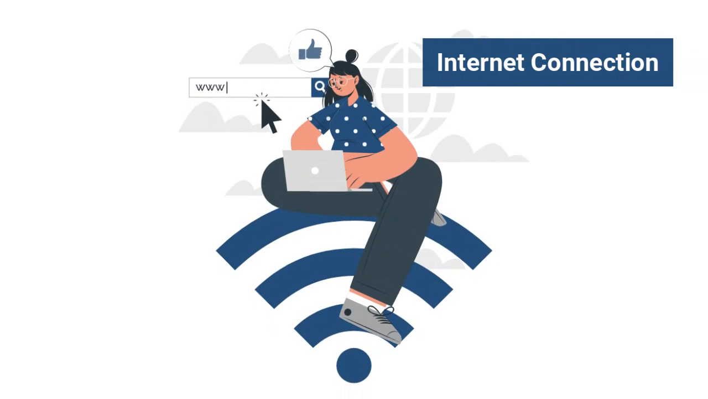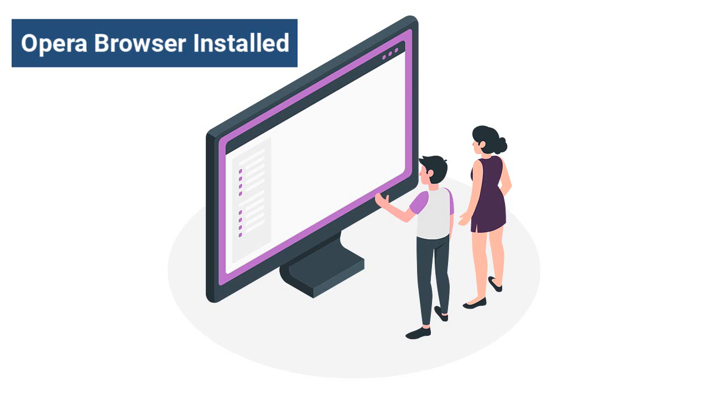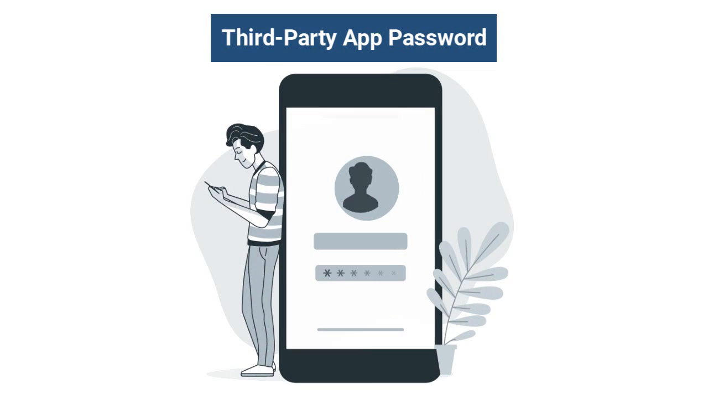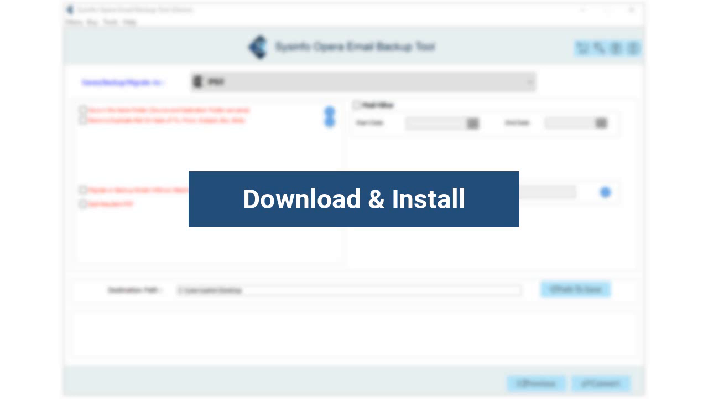Now, let's check out the prerequisites before installing the software. When you sign in with your email client account to export the Opera mailbox emails, it is required to establish a proper internet connection. Here, you can only work with this SysInfo Opera email backup tool when Opera Mail is installed on your system. A third-party app password of the chosen email client is also necessary before signing into the software. Now, let's download and install the software on your system.